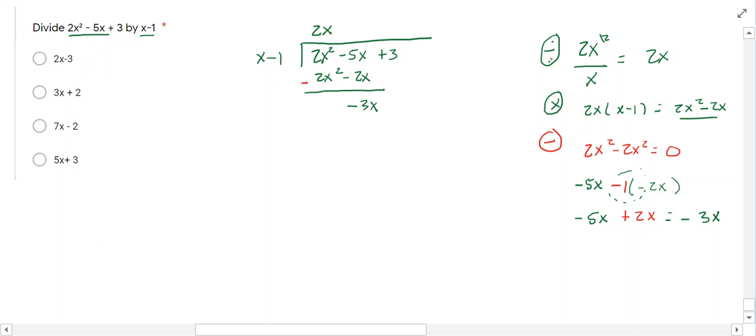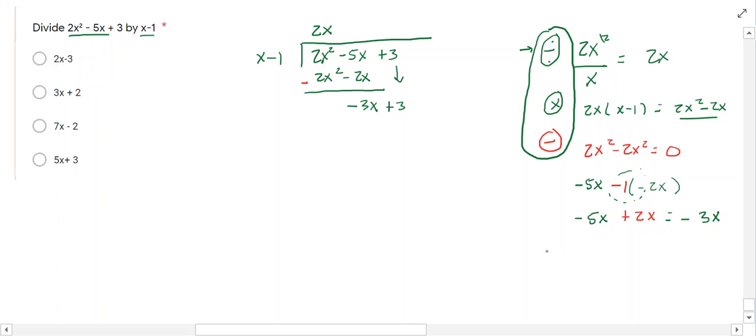Okay, so these are the three phases that you go through. Then we start to do this thing again. We bring down the plus 3 down here as well. So the next part is we start our cycle again. The first phase is the division phase, so we take our bigger expression and we divide this x term by this x term.